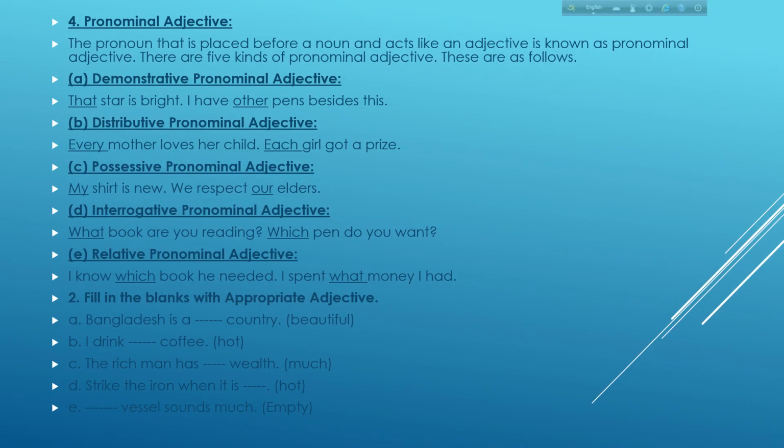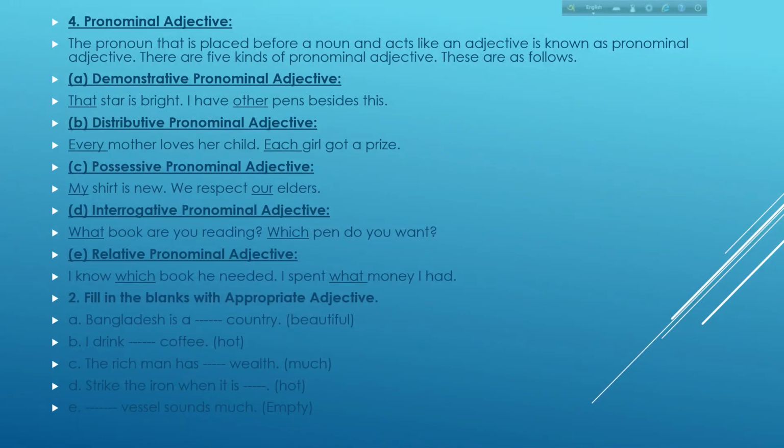Number 2, distributive pronominal adjective. Every mother loves her child, each girl got a prize, each. Possessive pronominal adjective, my shirt is new, my, we respect our elders, our. Interrogative pronominal adjective, what book are you reading, what. Which pen do you want, which. Relative pronominal adjective, I know which book he needed, which. I spent what money I had, what.